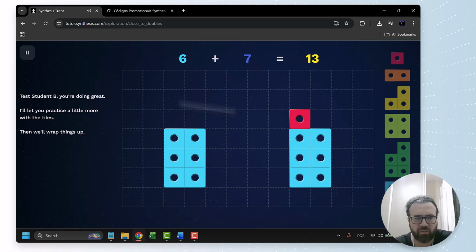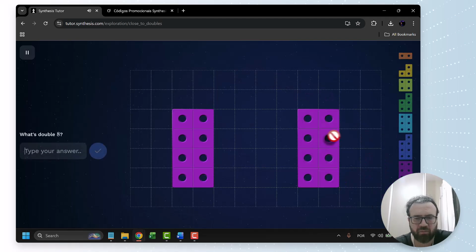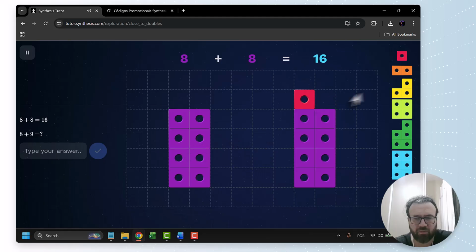Test student B, you're doing great. I'll let you practice a little more with the tiles. Then we'll wrap things up. Drag a tile in there and we'll double it. What's double 8? Right. So what's 8 plus 9? Right. 8 plus 9 equals 17.